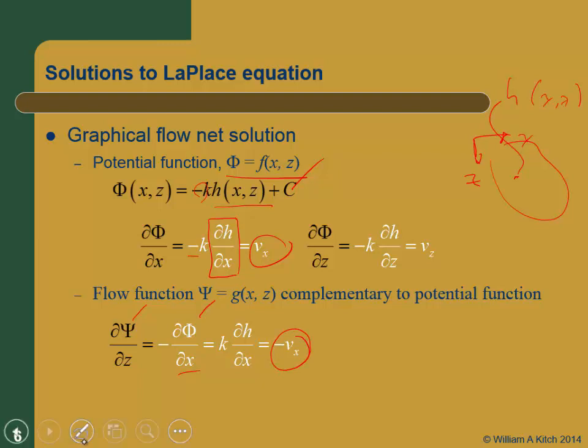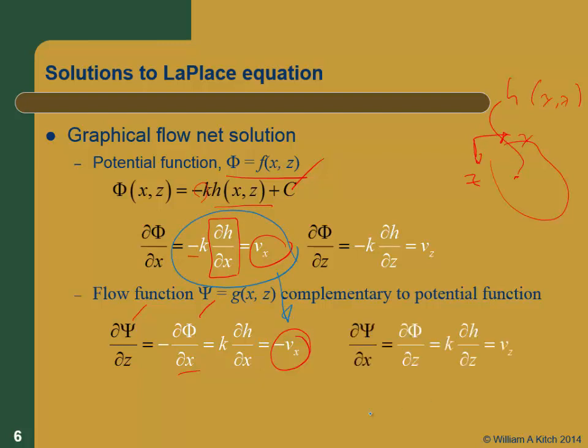I'm just taking this and substituting it in here to get vx. And similarly, I can write the partial of psi with respect to x is going to be the partial of phi with respect to z, which is going to be equal to vz. That one's not negative. All right, cool. So this phi function and this psi function are orthogonal at every point. Every place these functions intersect each other, they have to be orthogonal. That's what we just said.